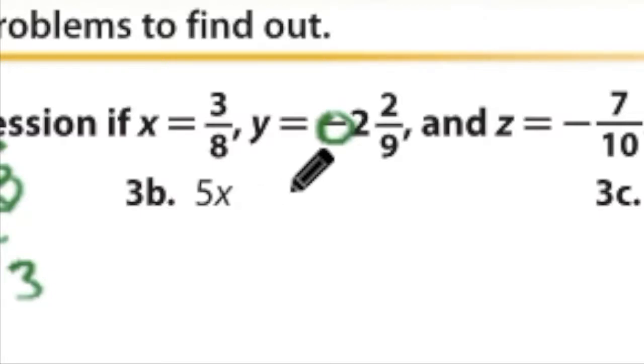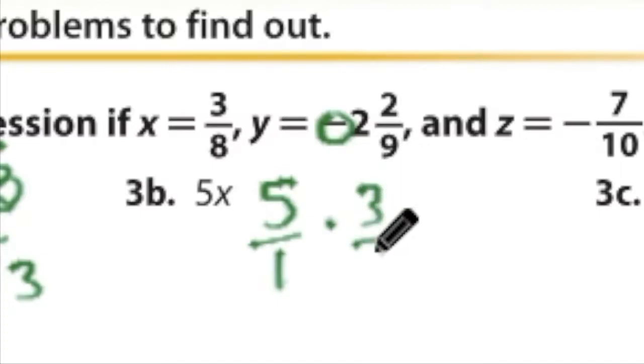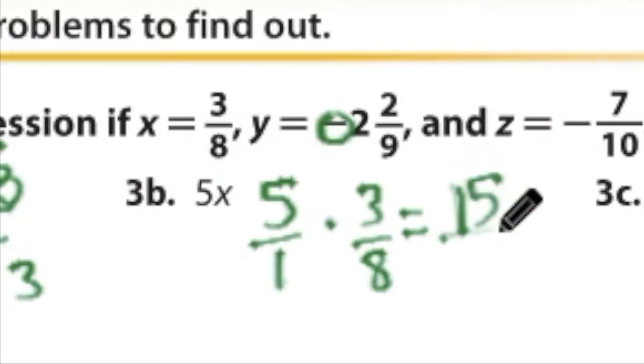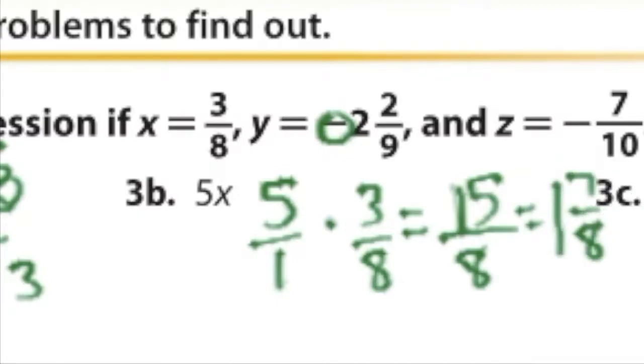For 3b, 5 times x, we're going to put 5 over 1 times 3/8 for x, and that cannot be canceled, cross-canceled, or simplified, so 5 times 3 is 15, and 8 times 1 is 8. We can change that to be 1 and 7/8.